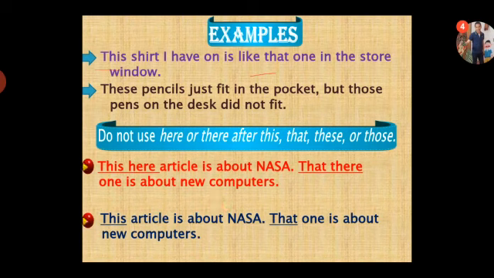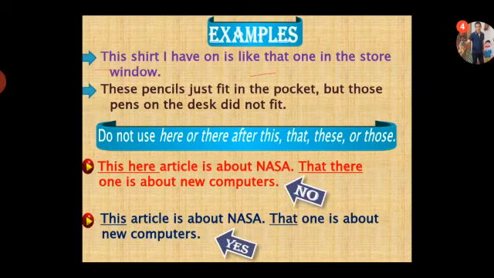So all I want to tell you is that you cannot use here or there after any of the demonstrative adjectives above. I cannot say this here. No, I cannot say that there. Wrong. I cannot say these here. I cannot say those there. It's wrong.